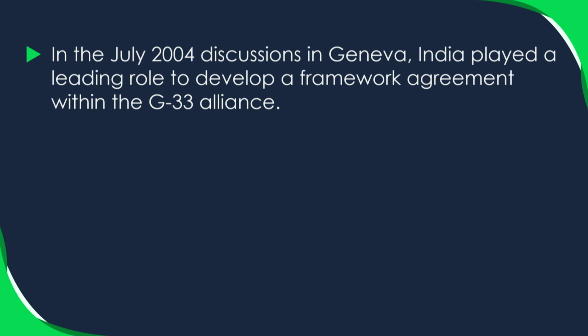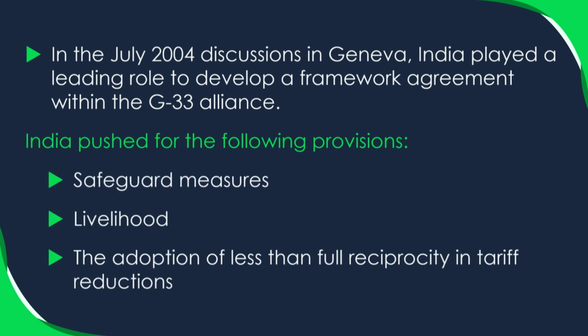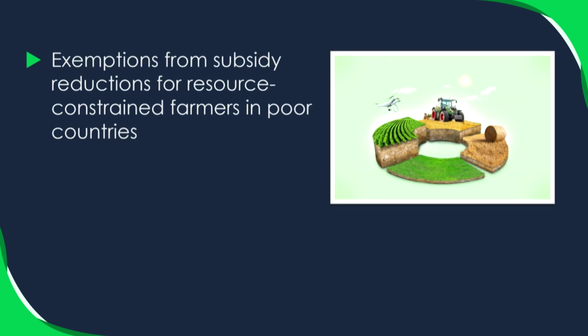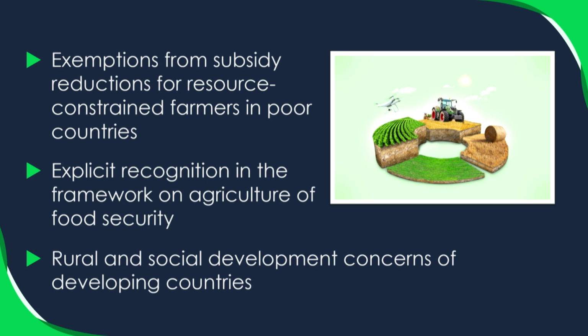In the July 2004 discussions in Geneva, India played a leading role to develop a framework agreement within the G33 alliance. India pushed for the following provisions: safeguard measures, livelihood, the adoption of less than full reciprocity in tariff reductions, exemptions from subsidy reductions for resource constrained farmers in poor countries, and explicit recognition in the framework on agriculture of food security, rural and social development concerns of developing countries.